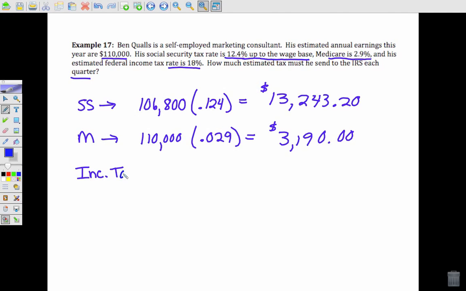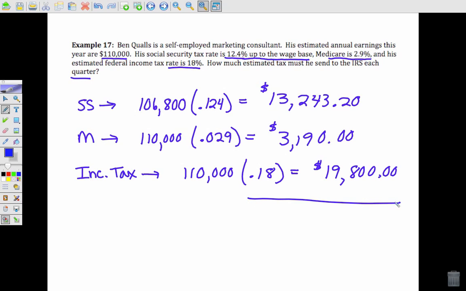And finally, we've got 18% for income tax. 110,000 is the amount times your 18%. This gives us $19,800. All right, so this is quite a bit of money being contributed. We need the total amount of tax being paid. So if I add all these together, I should get $36,233.20.